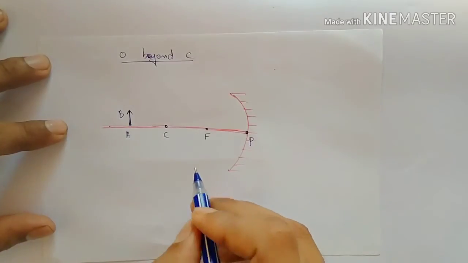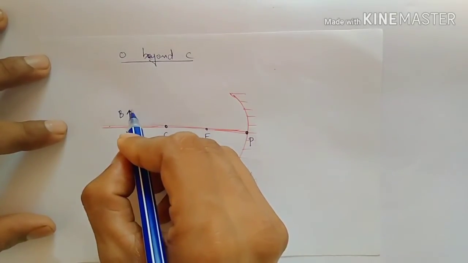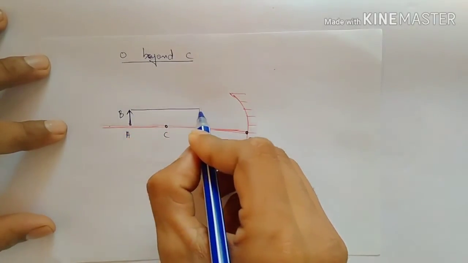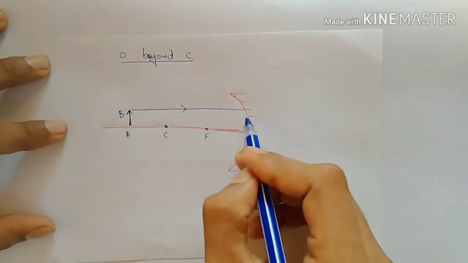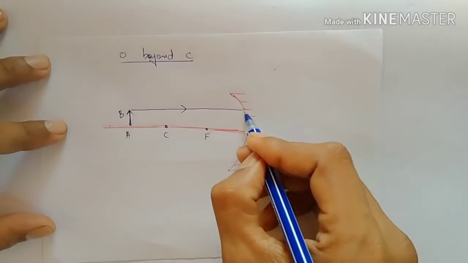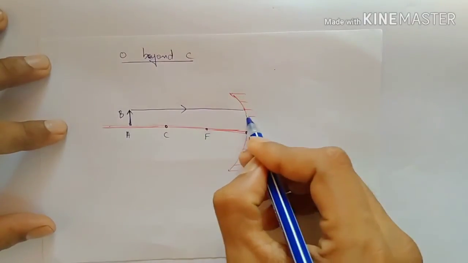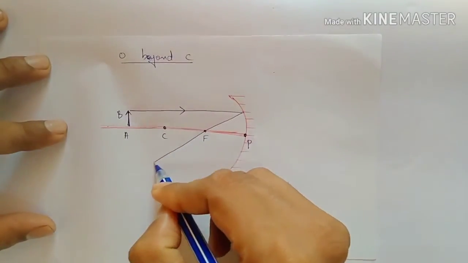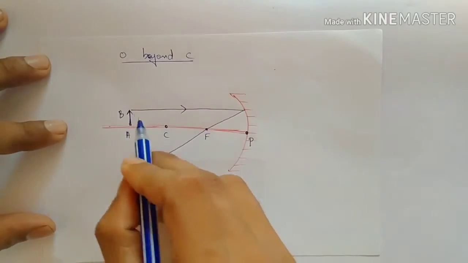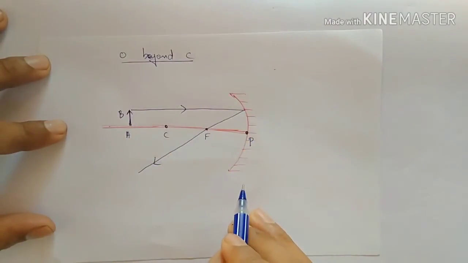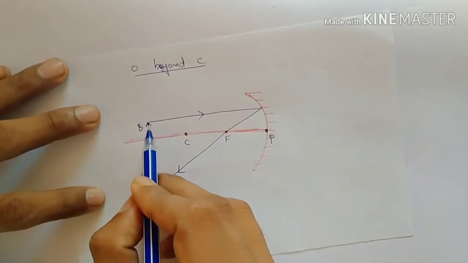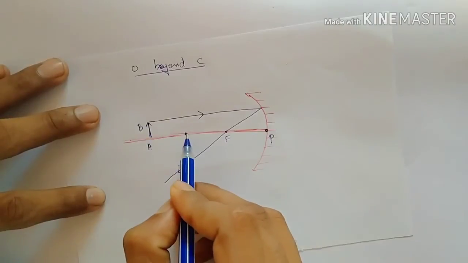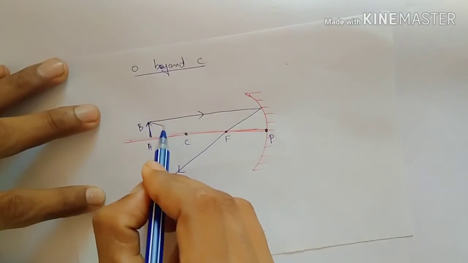Then by ray diagram method, initially I am considering a light ray which is passing parallel to the principal axis. A light ray which is parallel to the principal axis will pass through the focus. Therefore this is how the light ray which is parallel to principal axis will pass. Then next we could take a light ray which is starting from the head of the object passing through the center of curvature.